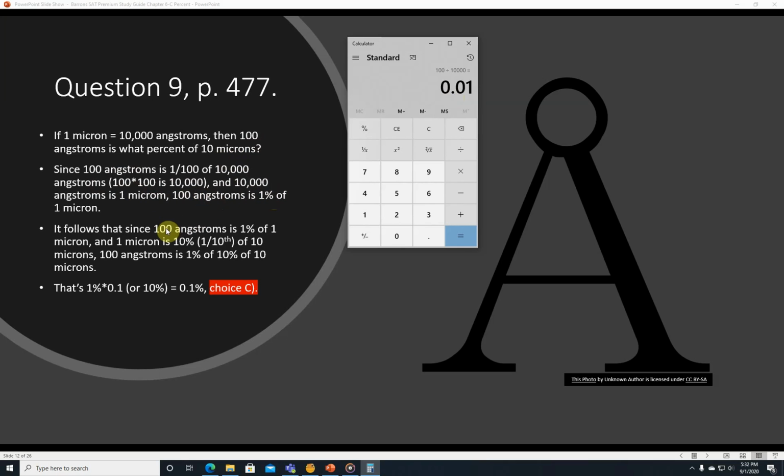So it follows that since 100 angstroms is 1% of 1 micron, and 1 micron would obviously be 1/10 or 10% of 10 microns, we're just going to divide by 10. And we get 0.001. So that's 1% times 0.1, or 10%, equals 0.1%. And we haven't multiplied by 100 to get the percentage yet, and sure enough, we get 0.1 when we figure out the percentage, which is choice C.